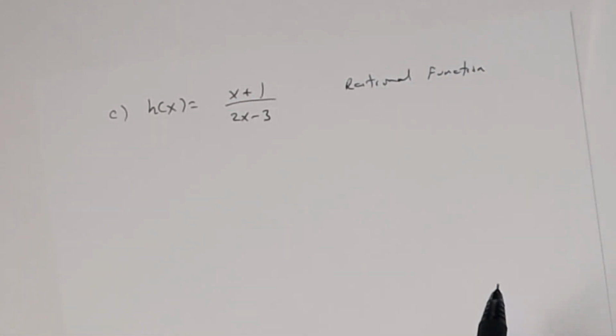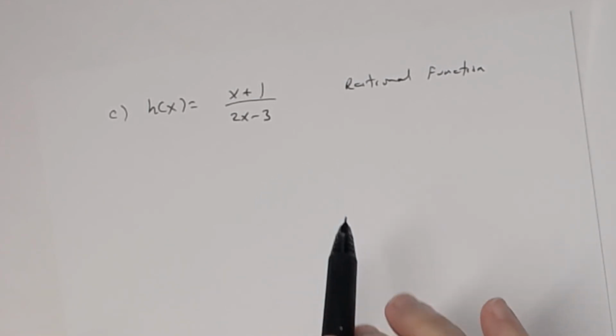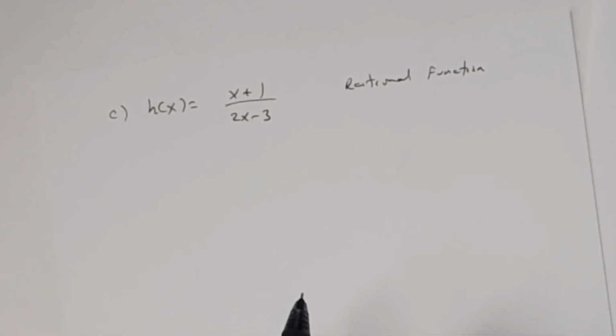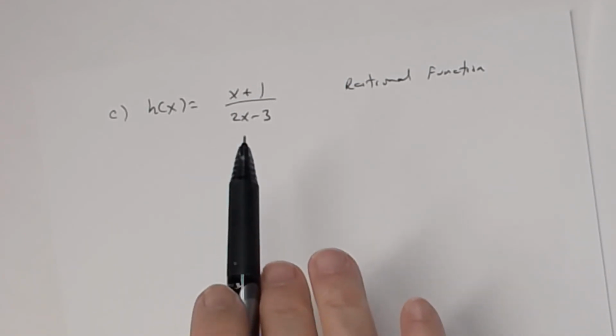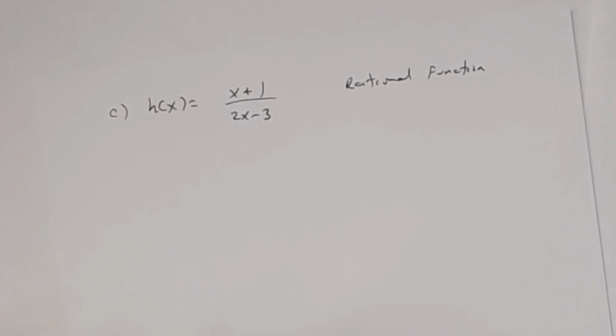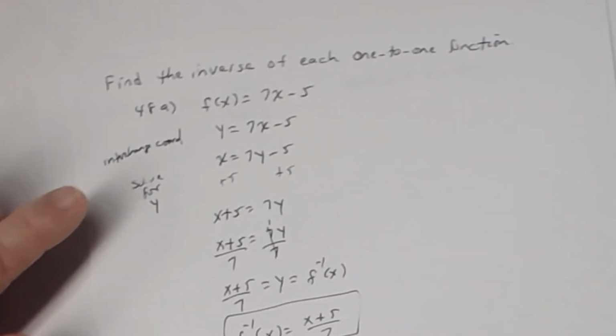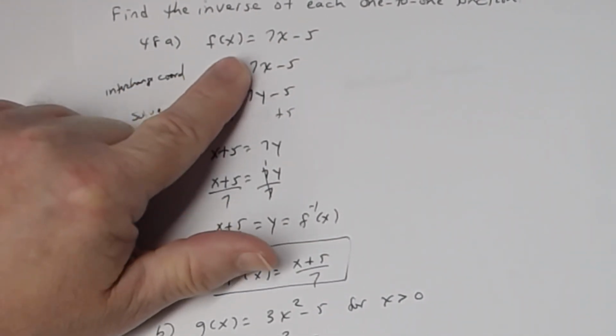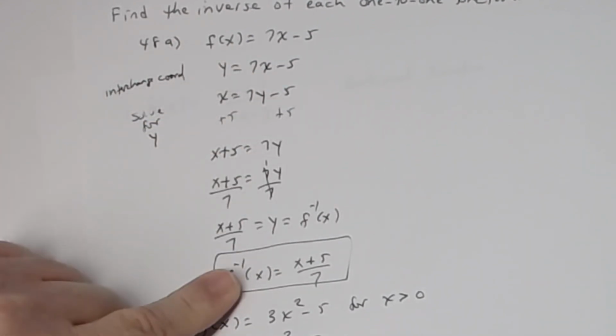Okay, and this rational function is a one-to-one function. And so we're gonna go ahead and find the inverse. Now be careful with a rational function because notice there's an x in the numerator and an x in the denominator. So you have a little bit of work to do compared to a linear function, which is always the easiest to find the inverse of.